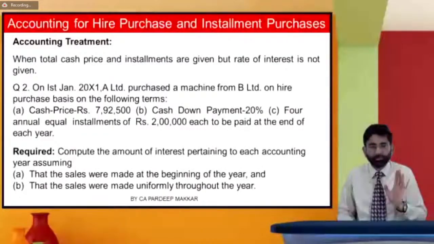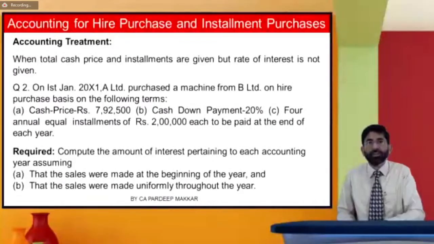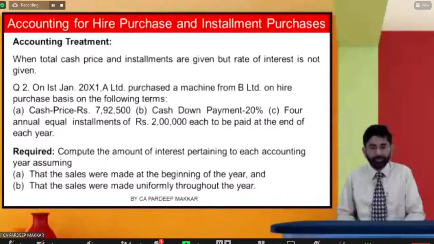Now, this is very much clear that this is the HP price of installment. This is not CP price of installment. Compute the amount of interest pertaining to each accounting year, assuming that the sales were made at the beginning of the year, which is normally assumed by us. We always assume that the sales were made at the beginning of the year. So, taking the assumption A, solve it. It's your duty to calculate the amount of interest pertaining to each installment. Do it, beta, fast. Again, 5 minutes are given to you to solve this.